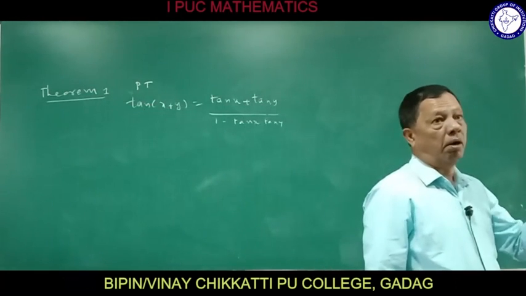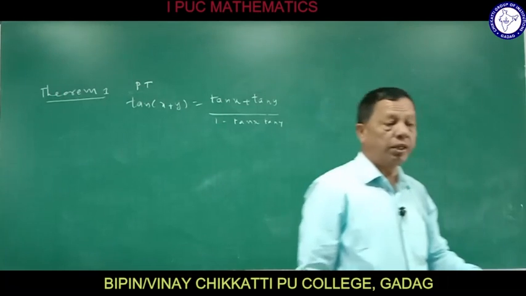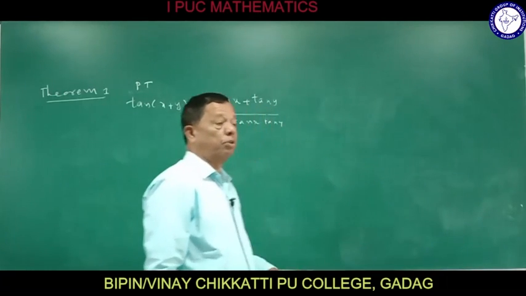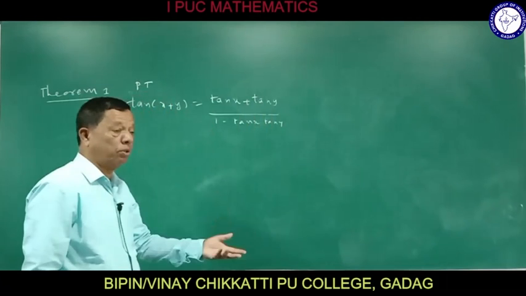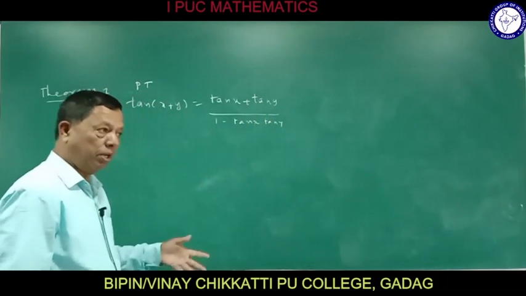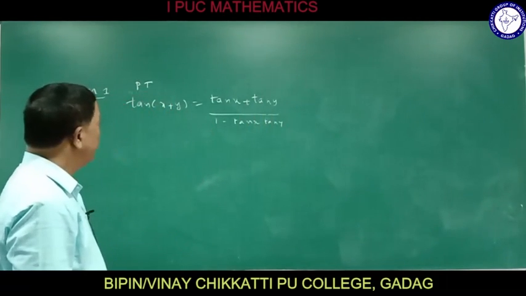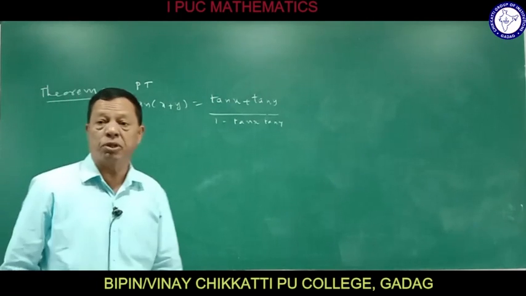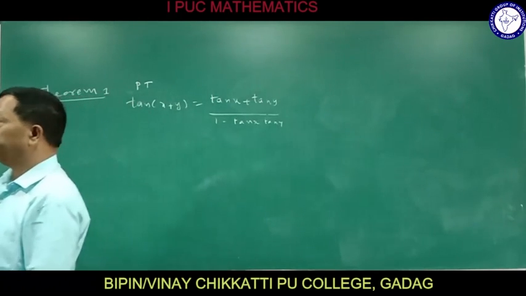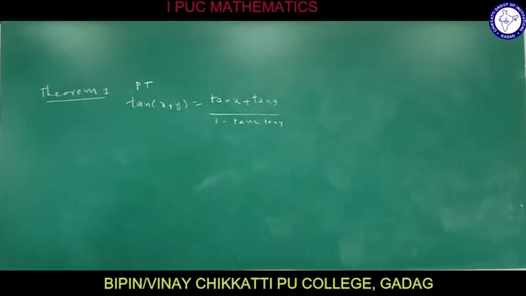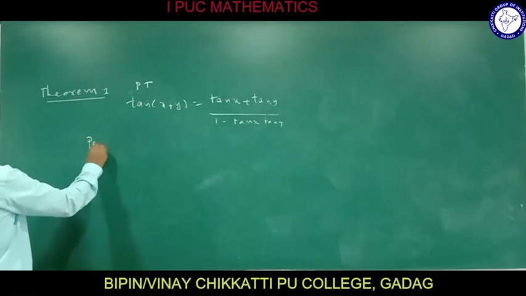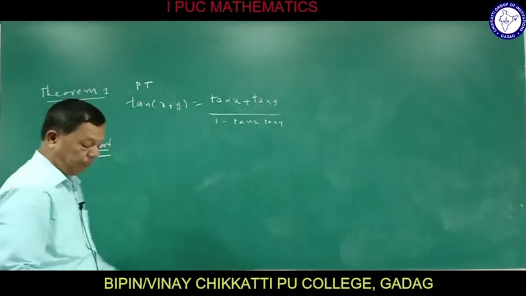If it is an odd multiple of pi by 2, then what happens? The denominator is 0, because tan means sin by cos. Cos is 0. When the denominator is 0, it is not defined. That is why none of x, y and x plus y are odd multiples of pi by 2. Any one not being an odd multiple of pi by 2, then we have to prove this. So now I am proving how this formula is obtained.